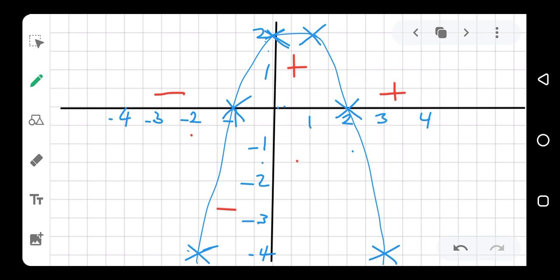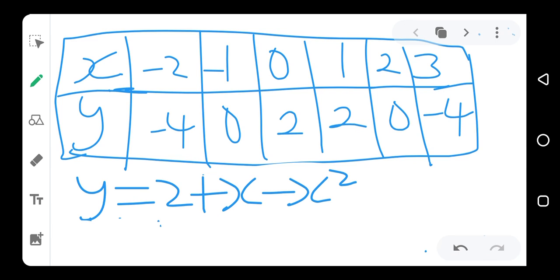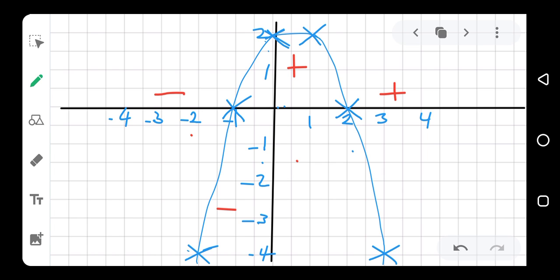Now, tracing it, we join minus 2 under x and minus 4 under y. This is minus 2 under x.